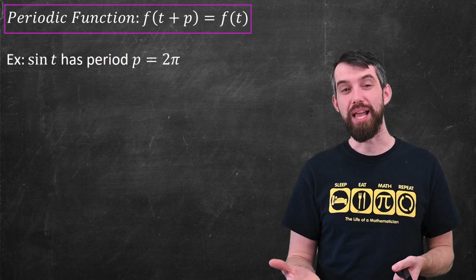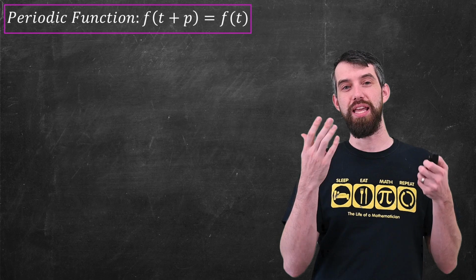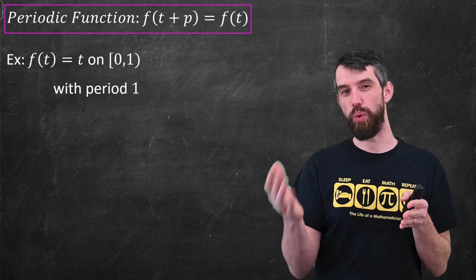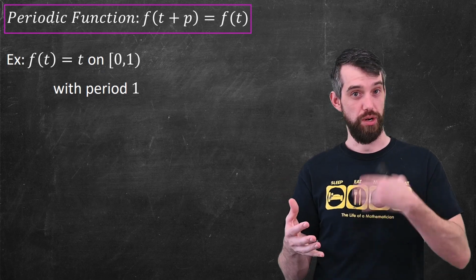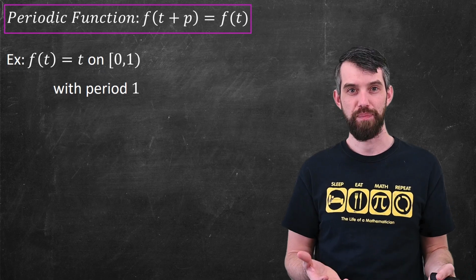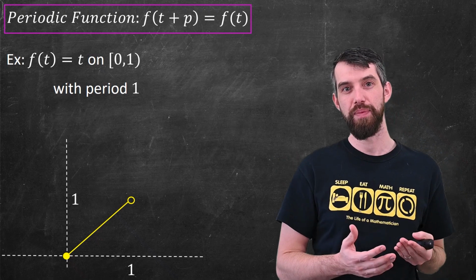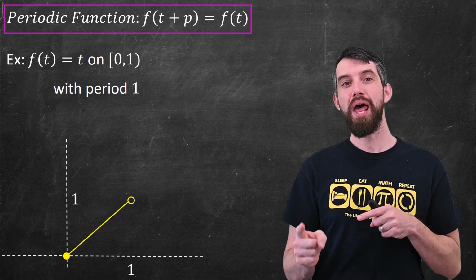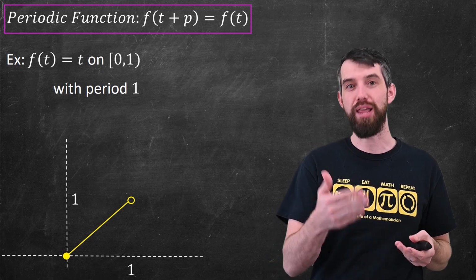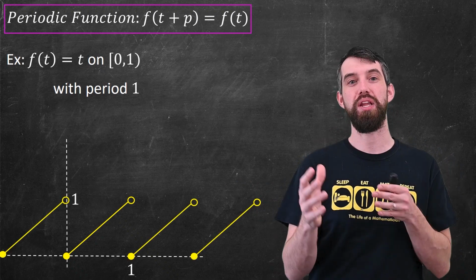Well, what's a more interesting example? I'm going to construct a periodic function. So consider the function f of t equal to t, but it's only f of t equal to t on the interval 0 up to 1. And then I'm going to assert that it has period 1 beyond that. So what does this look like? Well, if I just graph f of t equal to t, it looks like this straight line. But because of the periodicity, this straight line is the exact same thing on 1 to 2, and 2 to 3, and 3 to 4, and so forth. So really what this looks like is just many, many copies of this straight line.